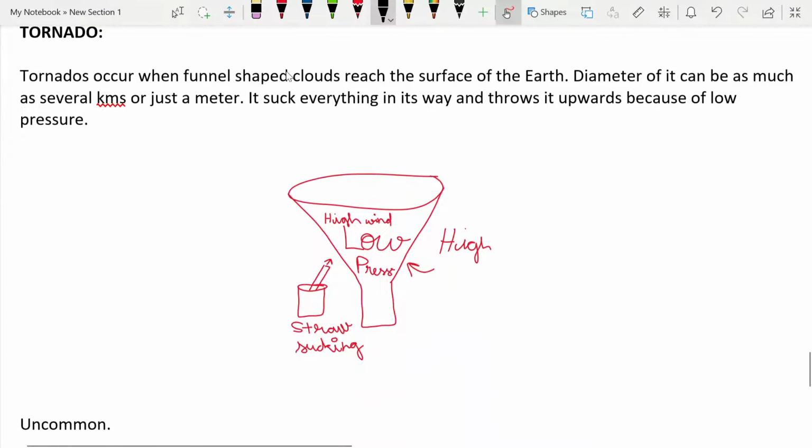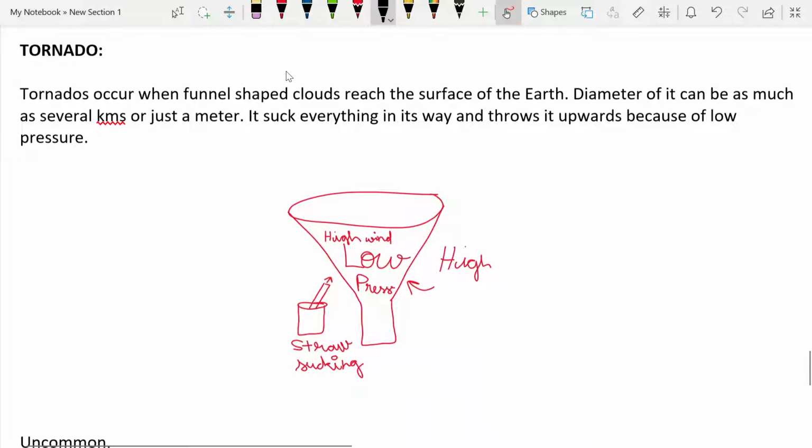Tornado. Tornadoes occur, now this is the last topic, okay? Tornadoes occur when funnel-shaped clouds reach the surface of the earth. The diameter of it can be as much as several kilometers or just a meter. It sucks everything in its way and throws it upwards because of low pressure.